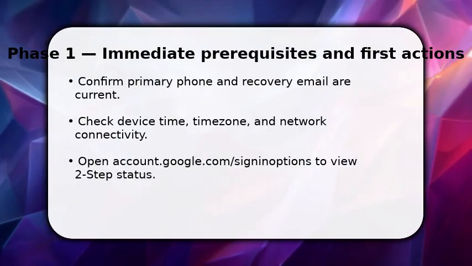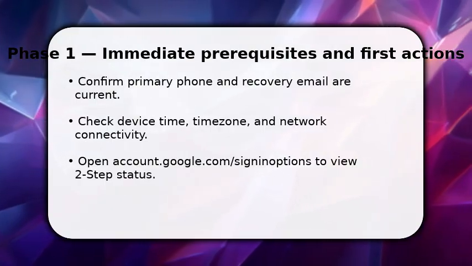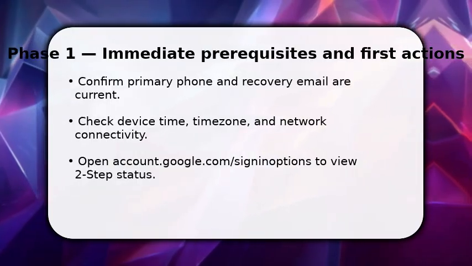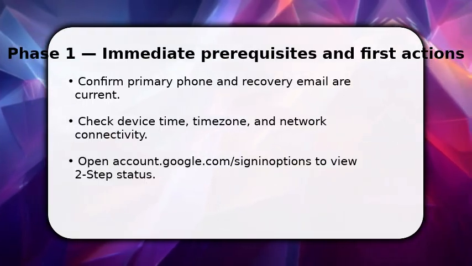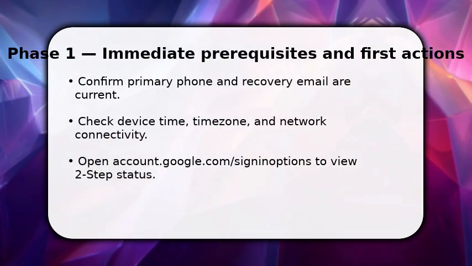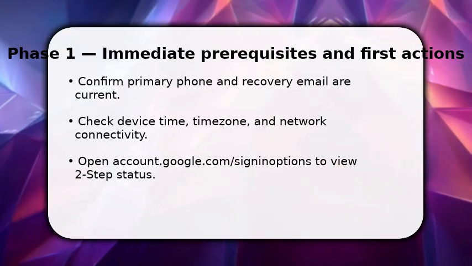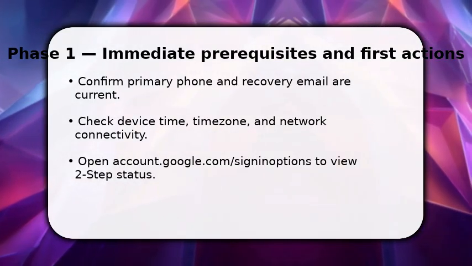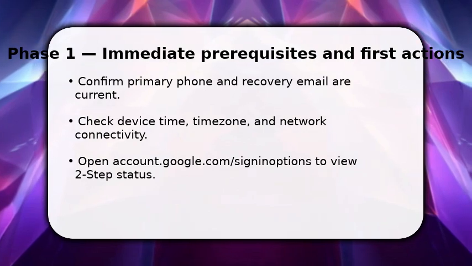You begin by confirming access points and environment. First, check that your primary phone number and recovery email are correct. This matters because OTPs go to those channels. Next, make sure your device clock and time zone are accurate and that you have a stable network connection, since time drift or offline mode breaks OTP validation. Once done, go to your Google account security settings to view two-step verification status and which methods are enabled.